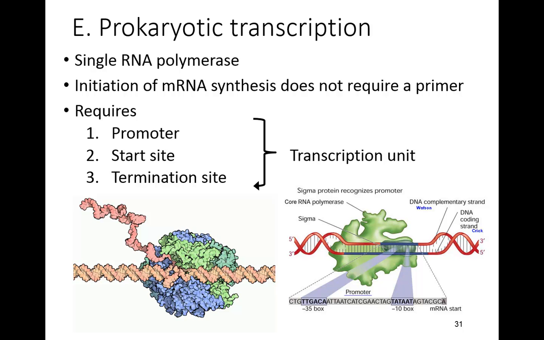Alright, transcription is a little different in prokaryotes and eukaryotes. In prokaryotes, you have one RNA polymerase, and RNA polymerase is an enzyme. Anything that ends in -ase is an enzyme. RNA polymerase adds polymers of RNA and is involved in the initiation of messenger RNA synthesis. It doesn't require a primer, but does require a promoter, a start site, and a termination site. And that is called the transcription unit.